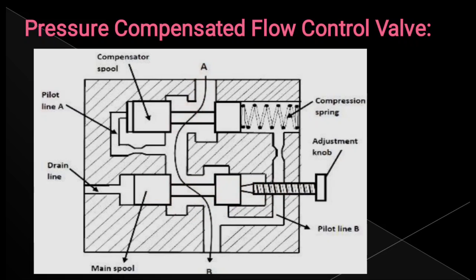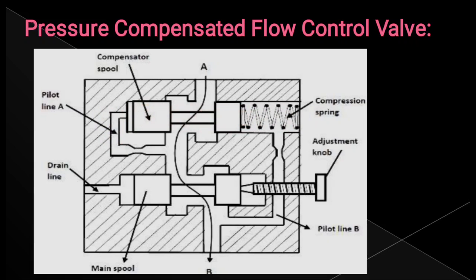So what happens? Liquid comes here. It tries to move here. If the pressure increases in this line, as it comes here, it is at a higher pressure, but because of the small opening, the pressure increases here. Because of that pressure increase, the liquid comes to the pilot line A. The pilot line A gets the pressure, and by that motion, it pushes the compensator spool to the right side.